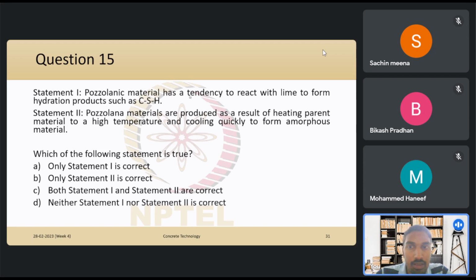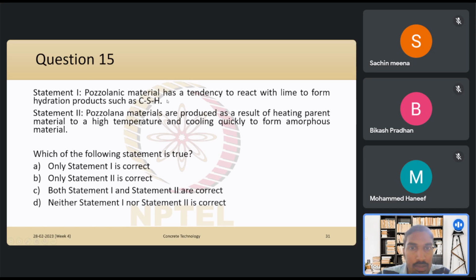And when this reactive silica in the pozzolana reacts with the lime that is produced, it results in the hydration product, which is the CSH, right? So that is true. The rate of reaction will change across the materials, but they will all react with lime to produce CSH, right? So that is true.